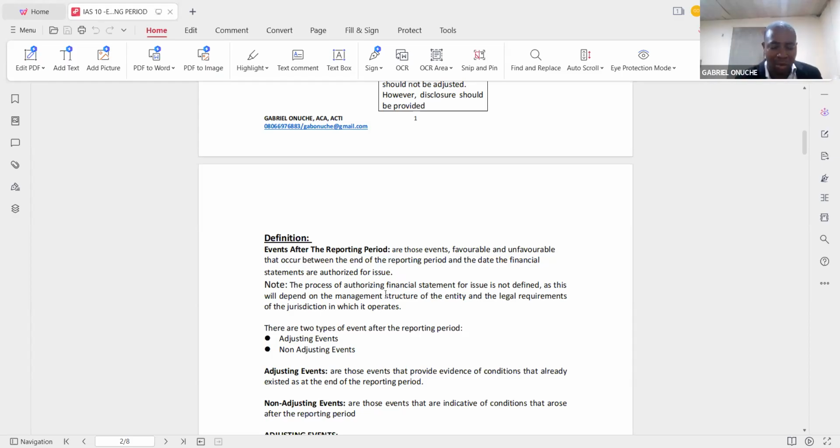The date on which the board authorized the financial statements for issue, and the date of the reporting: in between those two dates, any event that occurs between the reporting date and the date the financial statements are authorized by the board of directors for issue should be recognized in line with IAS 10. However, if any event occurs after the financial statements have been authorized for issue, then it's outside the scope of the standard. I gave an example: reporting date 31st December 2022.